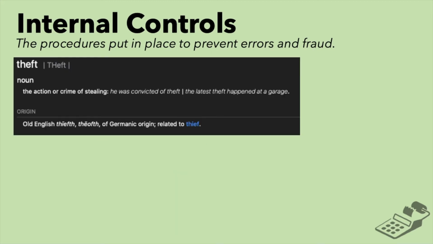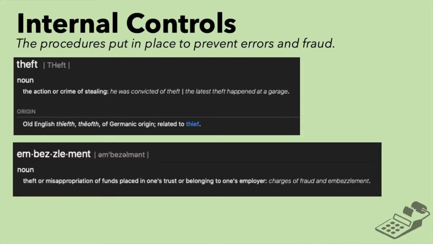Now, let's look at some dictionary definitions. When we talk about theft, we're talking about the action or crime of stealing. Embezzlement is theft or misappropriation of funds placed in one's trust or belonging to one's employer. So if we are taking money, stealing money, we are committing theft. If we are taking it from our employer, then it's referred to as embezzlement.